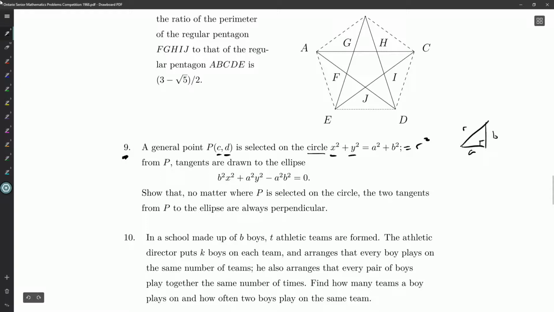From P, tangents are drawn to this ellipse. That's why they left the a and the b as they were. So this is another way of writing the ellipse, x squared over a squared plus y squared over b squared is equal to 1, which is the more common way to write an ellipse that I'm familiar with, but this is still an ellipse. And it's got the same semi-major and semi-minor axes and everything like that. Show that no matter where P is selected on the circle, the two tangents from P to the ellipse are always perpendicular.